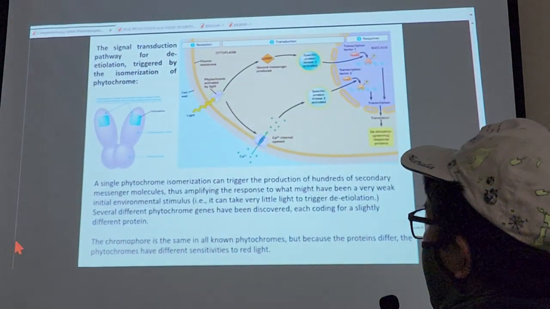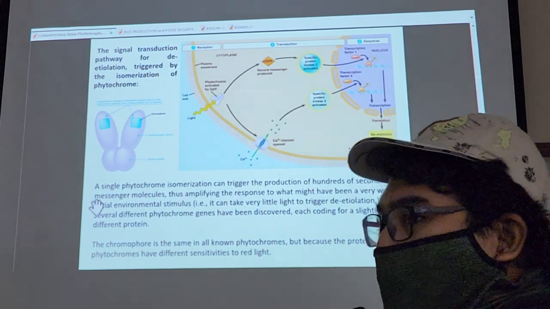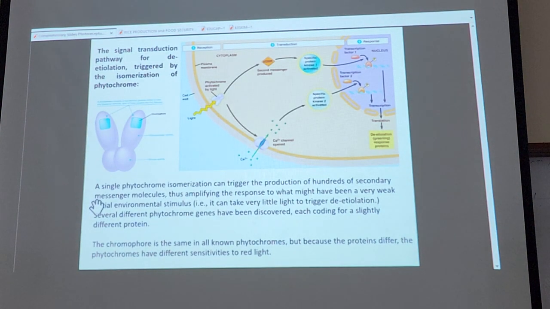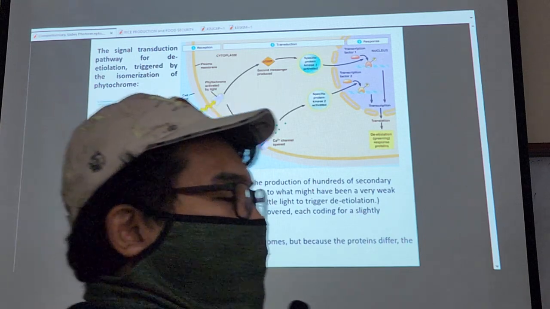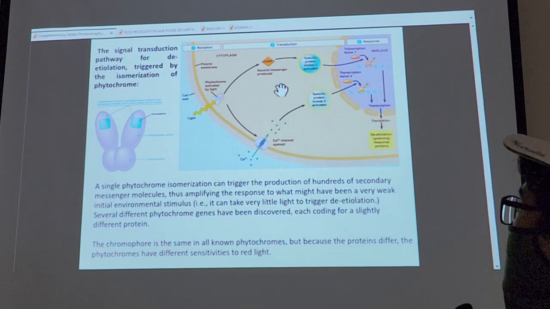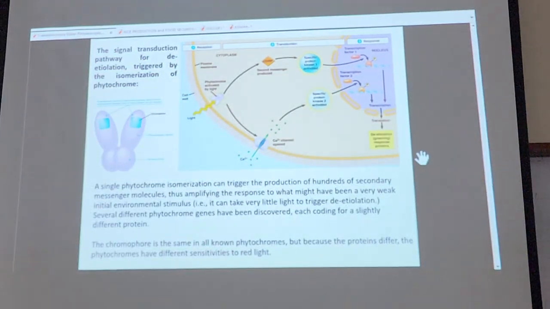Okay, look at this statement. A single phytochrome isomerization can trigger the production of hundreds of secondary messenger molecules. That's why I said it can amplify the signals that will be given rise to. It doesn't have to be like, oh, we need like 1 million phytochrome. No, that doesn't need to happen. Okay, the phytochromes know how to amplify the signal by utilizing the secondary messenger molecule. This is why the second messenger molecule is very important. Okay.